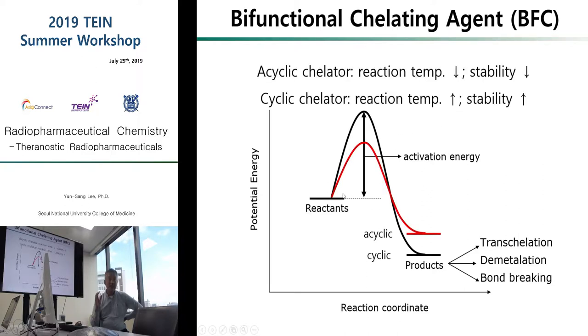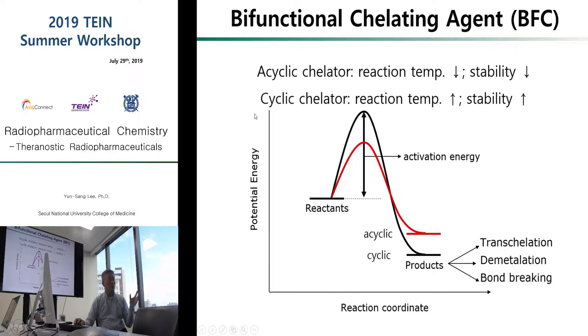Normally, an acyclic chelator, so open arm chelator, can complex more easily than the cyclic chelator. So we can do a room temperature reaction, but open arm chelator stability is not good. But with cyclic chelator, we have to increase the temperature, but stability is also good. So we have to consider the stability of the complex formation of chelators. Nowadays, cyclic chelator is preferred in radiochemistry.